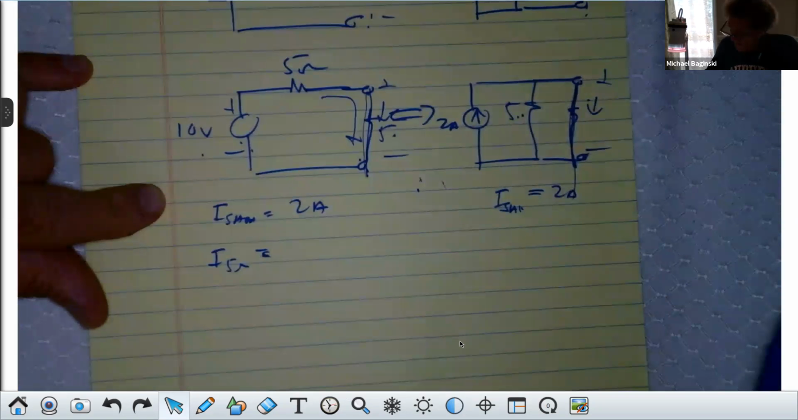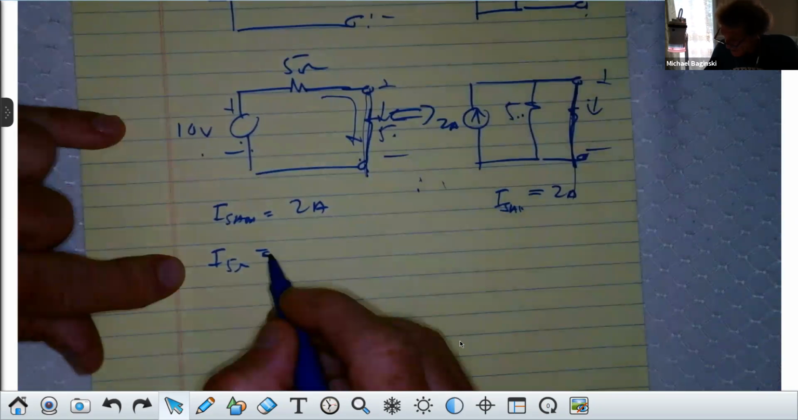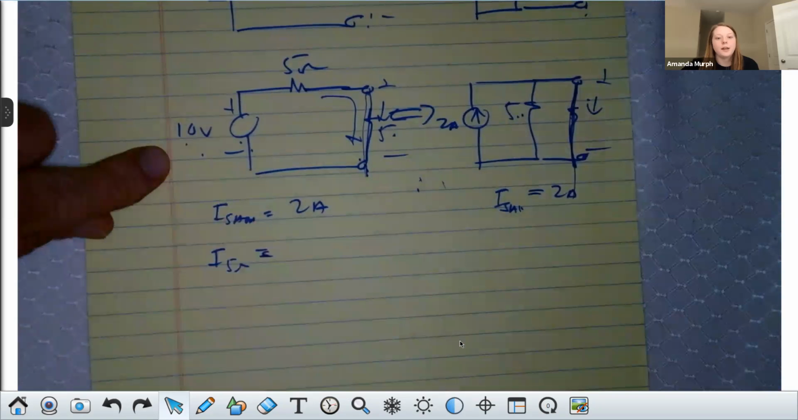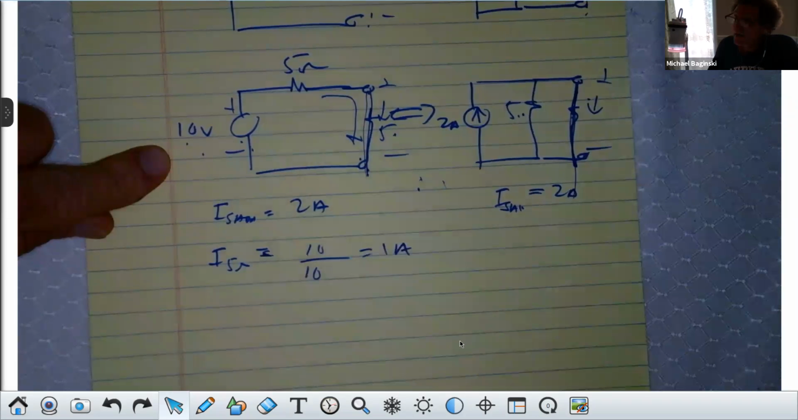All right, if that's 5 and this is 5, how much current flows? Class? Would it be 1 amp? Yeah, the reason would be 10 volts over 10 ohms is 1 amp, right? Show me the physics. All right, how about here?